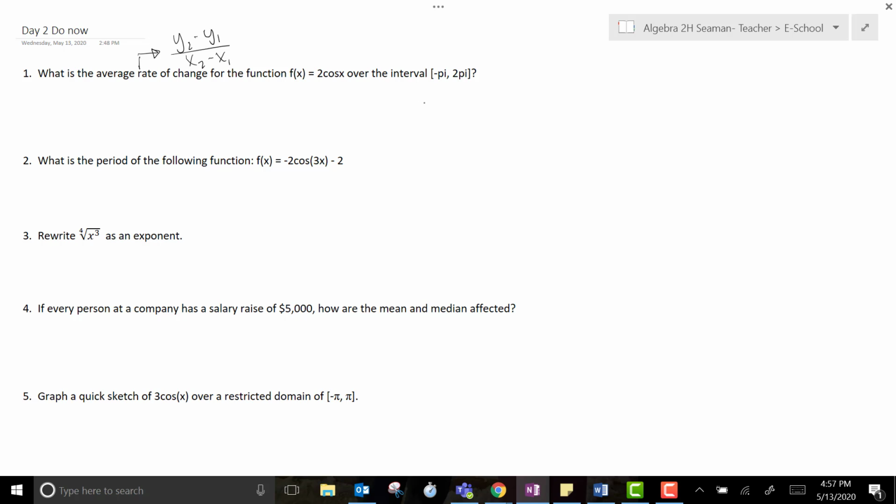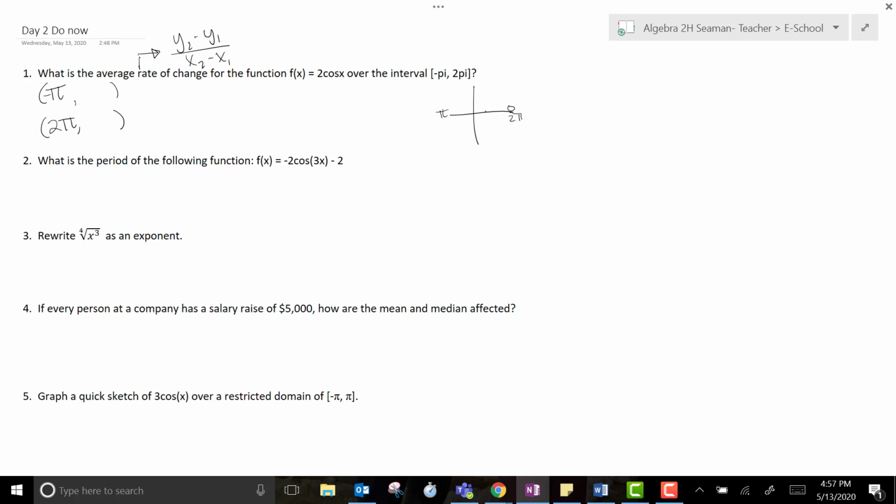First off, let's plug in these x values because my x values are going to be negative pi and 2 pi. And my y values are going to be whatever the output is when I find the cosine of that value and then multiply by 2. So let's get a little, I always like to draw this just so I kind of have an idea. Cosine, remember, is your x value.